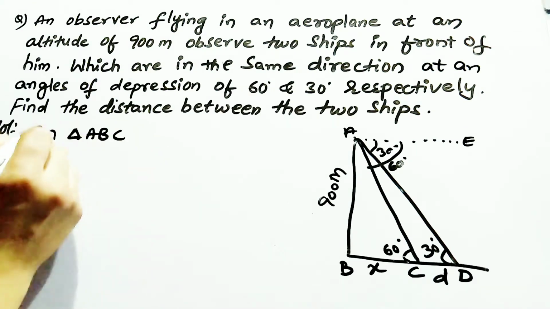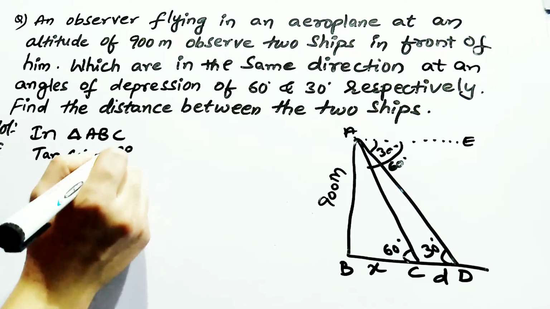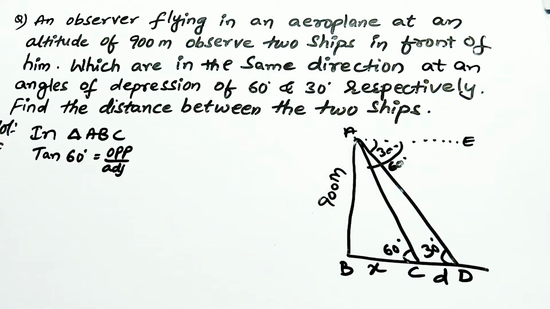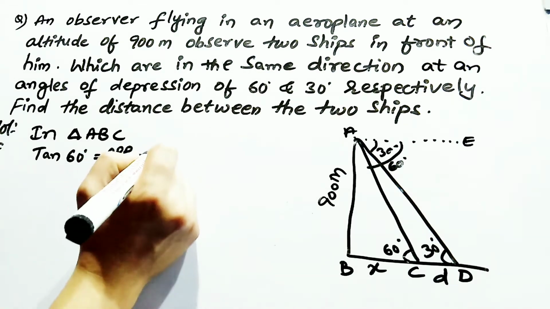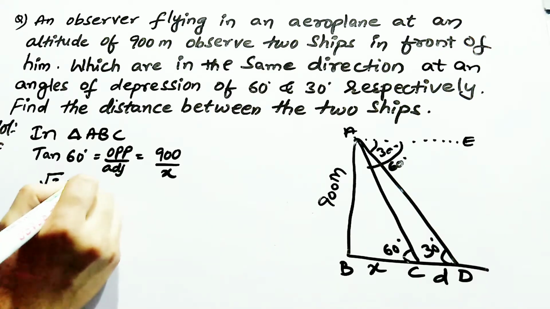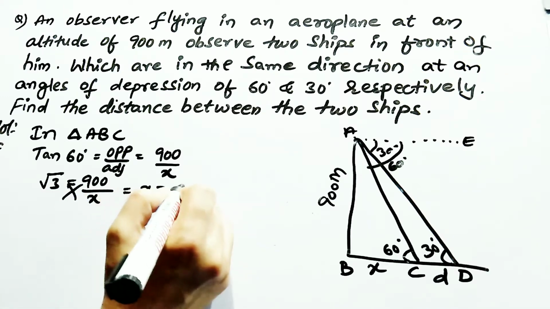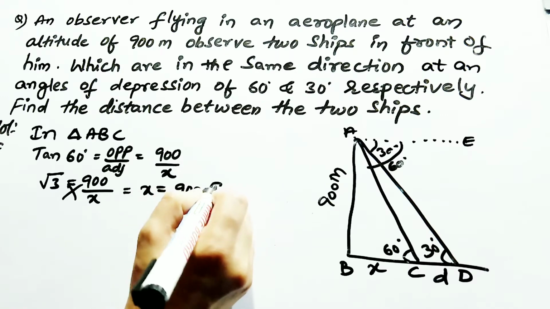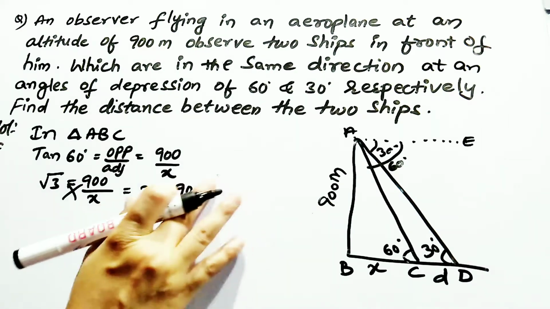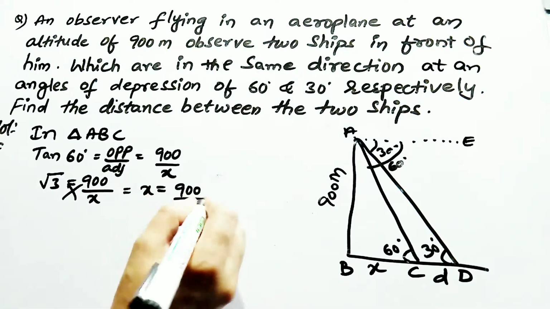In ABC, what is your tan 60? Tan 60 is opposite by adjacent. What is your opposite? 900. What is your adjacent? It is x. What is the value of tan 60? It is root 3, equal to 900 upon x. Just cross multiply. What you will get? x equal to 900 upon root 3, because root 3 comes to the denominator.